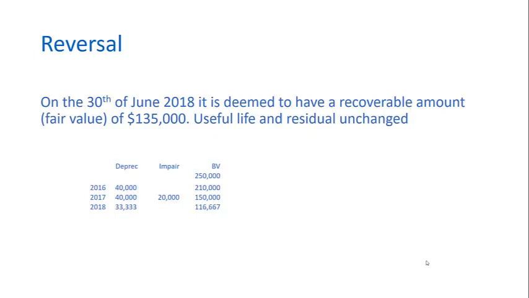However, the amount that you can reverse of an impairment is subject to a constraint, and this dictates that you have to work out what the book value of the asset would have been if there had not been an asset impairment. Now, in this particular case, we can see that if there hadn't been an asset impairment, the asset would have been depreciated by another $40,000 into the 2018 year, and that would have given a book value of $130,000. Now, what this means is that the maximum that you can reverse the impairment to is up to $130,000, not $135,000.